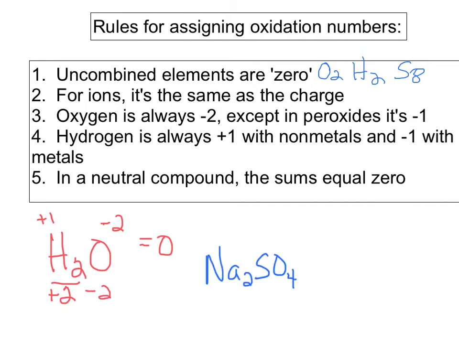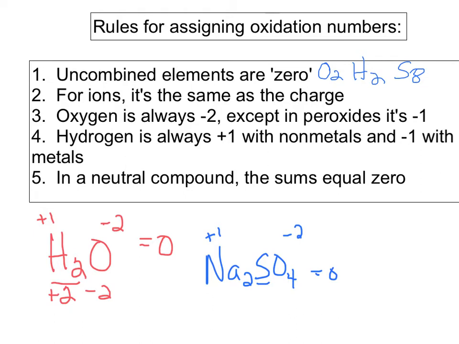In the case of sodium sulfate, sodium being an ion would also have an oxidation number of +1. We also know that there's a rule for oxygen. Oxygen's always a -2. Now there's no rule for the sulfur, so knowing that the sum of those oxidation numbers will add up to 0, we're going to have to determine what the oxidation number for the sulfur is.